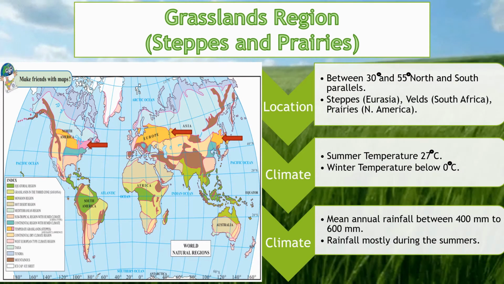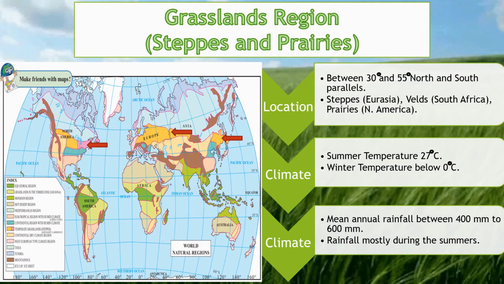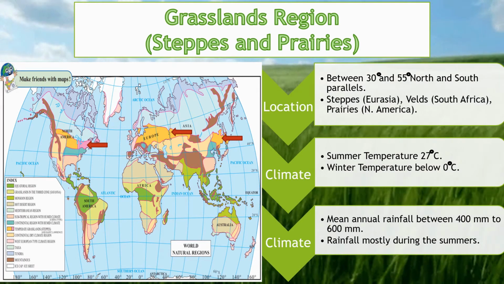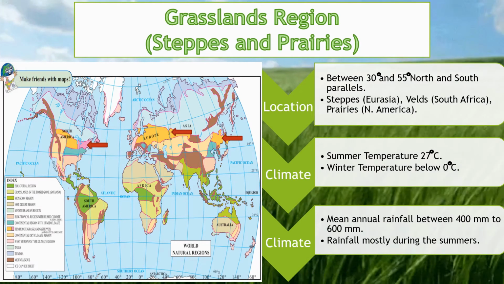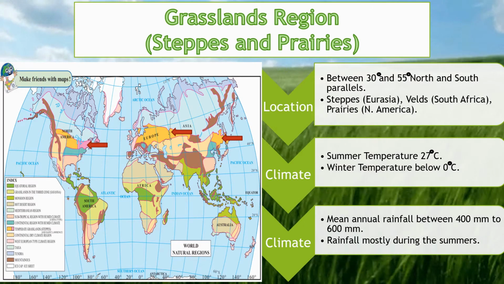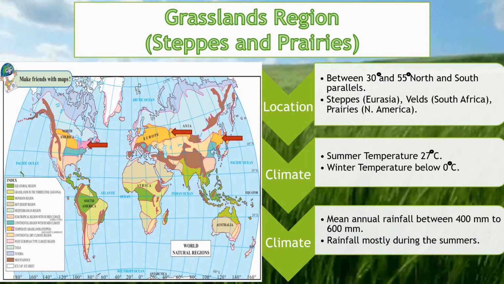The climate of the grassland in the summers is 27 degrees Celsius. In the winters, the temperature falls below 0 degrees Celsius, and the mean annual rainfall is between 400 millimeters to 600 millimeters. Rainfall is mostly during the summer months.